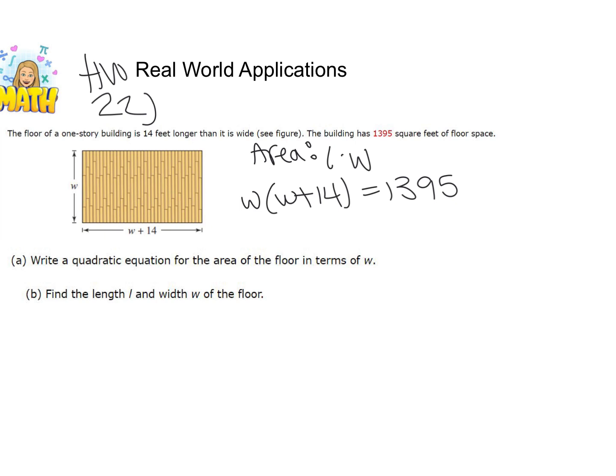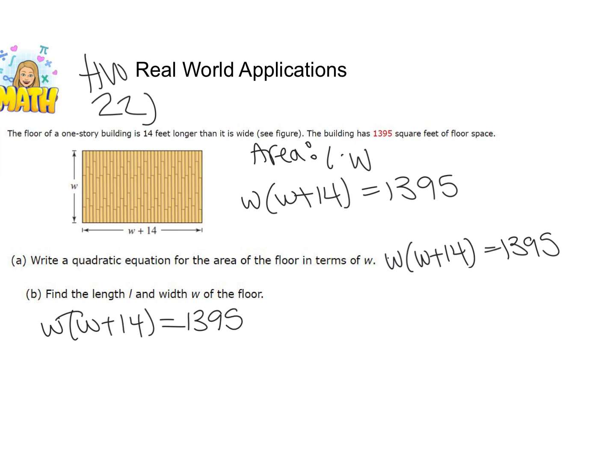Okay, so area is length times width. We've got our length times our width. This part of my homework would be to just write that equation. Now the second part is to actually find the length and width. So I'm going to have to work this out, and this does turn into a quadratic pretty quickly because I have to distribute.